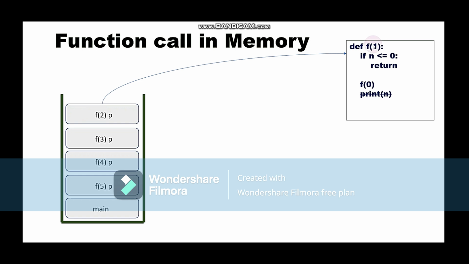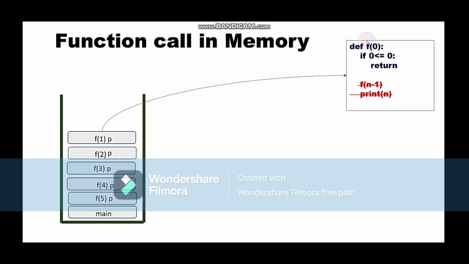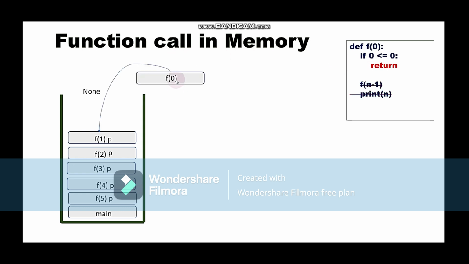Now f of 2 is calling f of 1. F of 1 will call for f of 0. Until f of 0 returns something, it will wait in stack. Now have a close look into this. Now f of 0 will not call anything because the base condition is met here. 0 is equal to 0. So this will return none. See, f of 0 is returning none to f of 1.